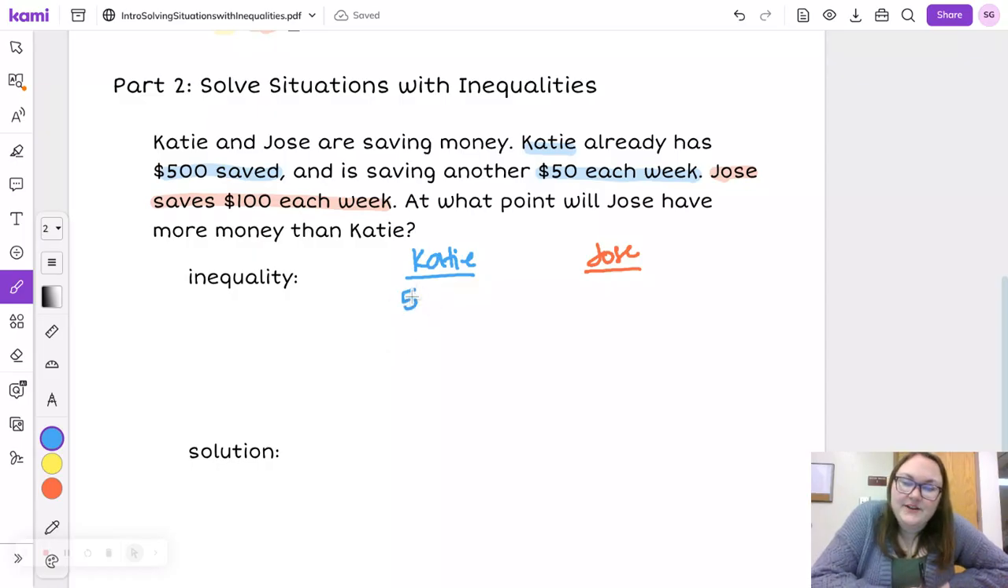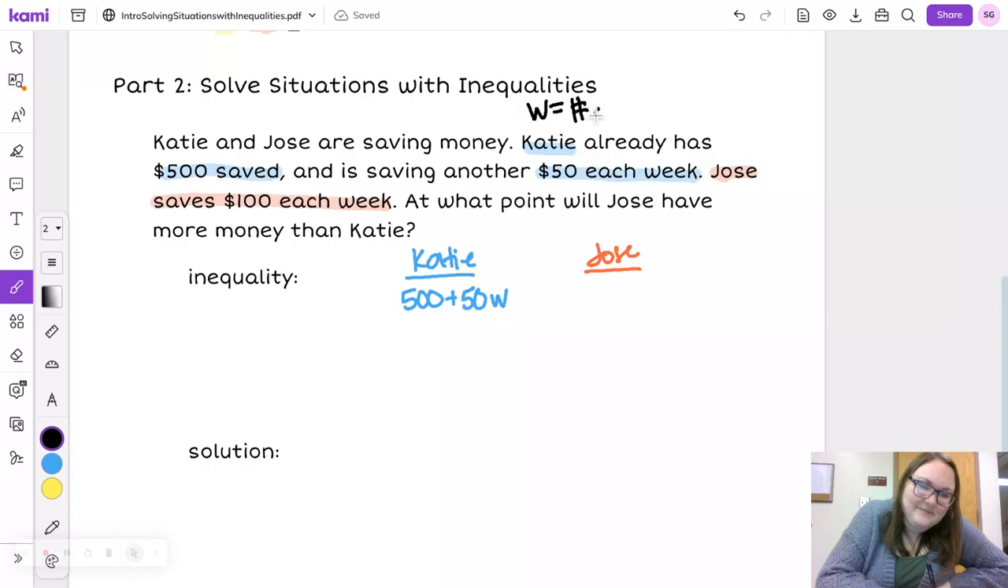Well, she's starting with $500, and that's a starting point. I'm not multiplying that, so no variable. And then she's adding more money. She's adding $50 every single week. That's something that happens again and again, and so there's some multiplication there. I would be adding $50, but I would need to multiply that by however many weeks she saves money. And so somewhere I want to say that my W represents the number of weeks. So this part in blue represents Katie.